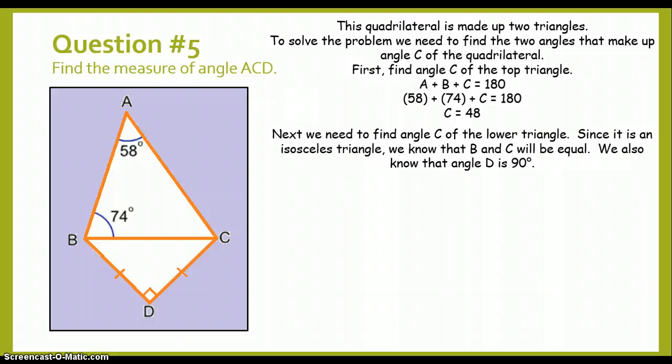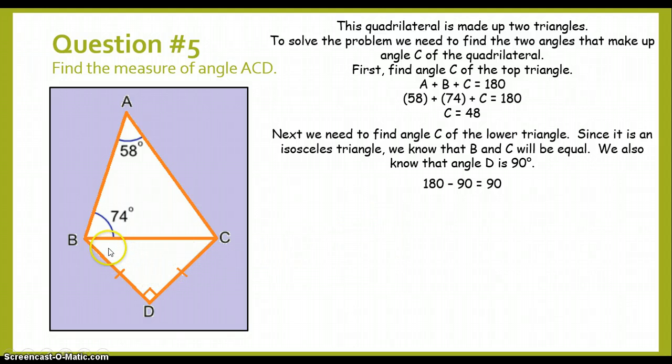And now we need to find angle C of the lower triangle. Since it's an isosceles triangle, we know that this side and this side are equal, and we also know that this angle and this angle are equal in this lower triangle. And so we also know that angle D right here is a right angle because of this little box, so we know that that's 90 degrees. Since all three angles add together to 180 degrees, and this angle is 90 degrees, if we take 180 minus 90, we're left with 90.